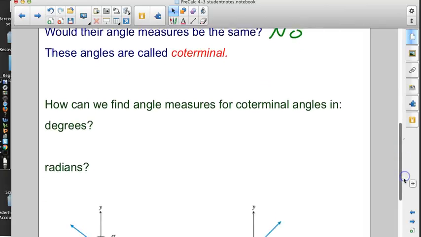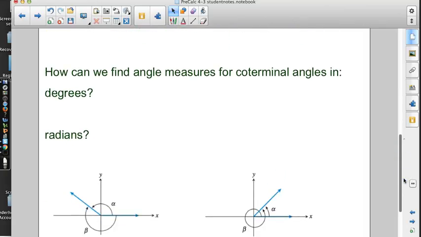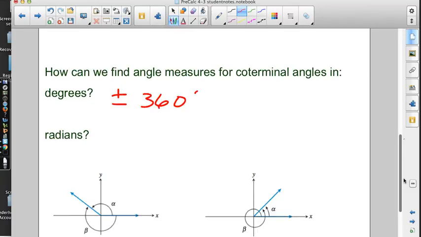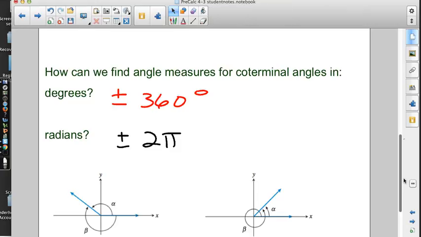So, how can we find the angle measures for coterminal angles in degrees? Add and subtract 360 degrees. In radians, add and subtract 2 pi. But we of course know that usually involves fractions. We're usually having to get our common denominators in order to make this work. It's just a little more work, but it's a lot more accuracy, and that's the reason that we go through all of that.